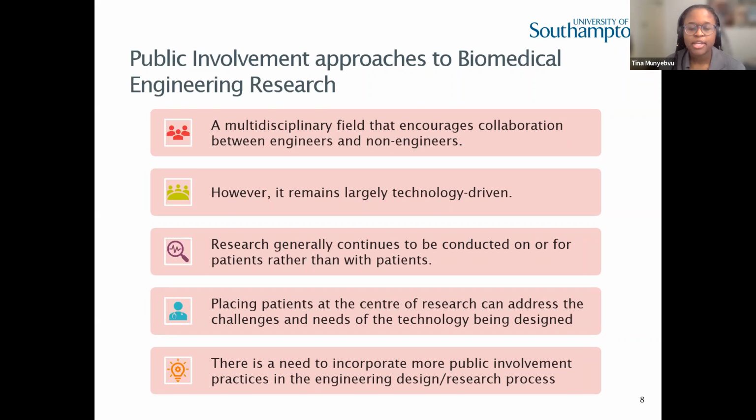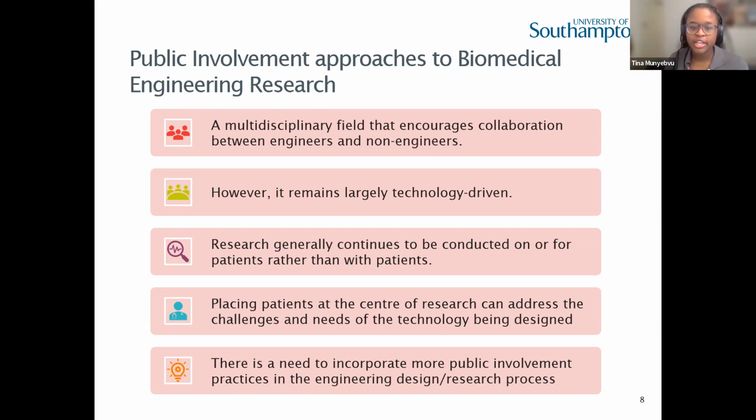However, it's a discipline that is technology driven. So research does tend to be done on people and for them rather than with them or by them. And we've seen that placing patients and members of the public at the center of healthcare research can lead to unique perspectives, which can result in greater quality and clinical relevance and impact of research.